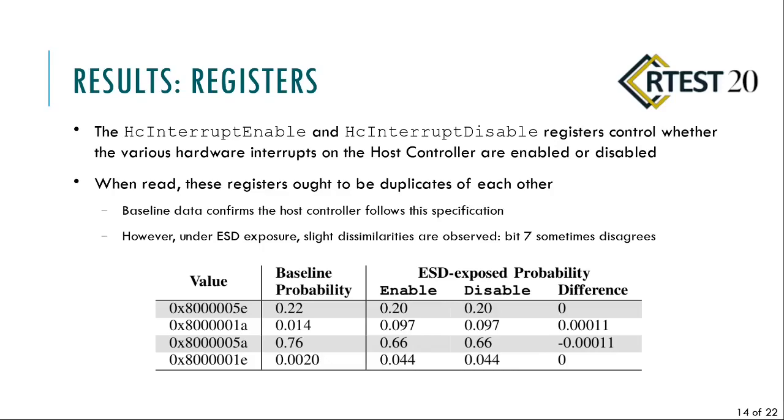We took a look through the data and found that some of these register values were interesting when the system was exposed to ESD. The first of these is the pair HC interrupt enable and HC interrupt disable. According to the specification, these are supposed to be duplicates of each other. They control whether various hardware interrupts on the host controller are enabled or disabled. Baseline data confirmed that this host controller follows the specification, but under ESD exposure, slight dissimilarities are observed. Sometimes bit 7 disagrees between the enable and disable register.